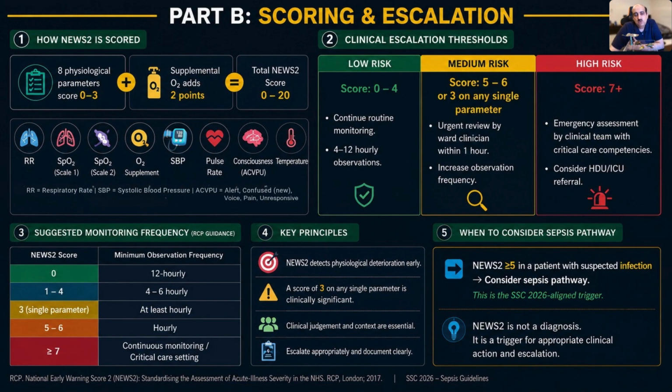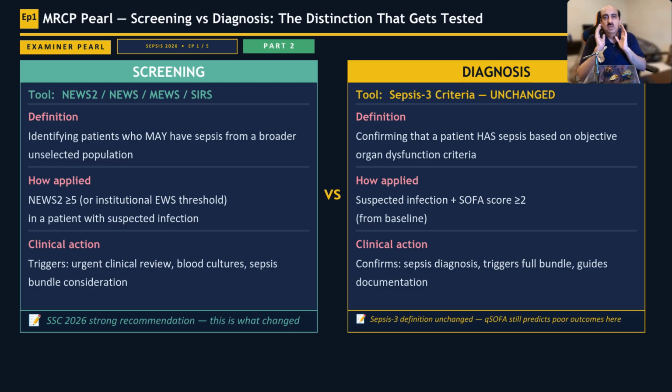Again, use your local policies and guidelines. There cannot be one size fits all. And the key principles in the middle, and when to consider the sepsis pathway, as we said before: NEWS2 score of 5 or above and clinical suspicion of infection, then you can activate the sepsis resuscitation bundle. The second part of this episode, which is the clinical pearls for MRCP exams and USMLE exams, is really important for you to understand, as a trainee or as any healthcare physician, any doctor, the difference between the screening and the diagnostic tools.